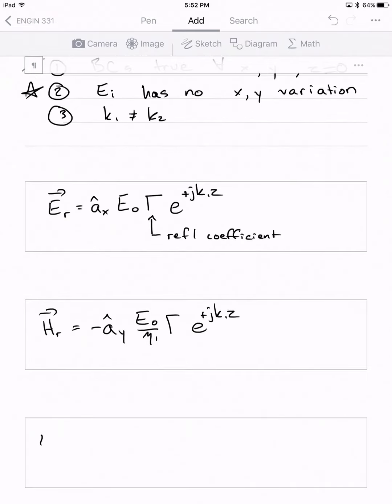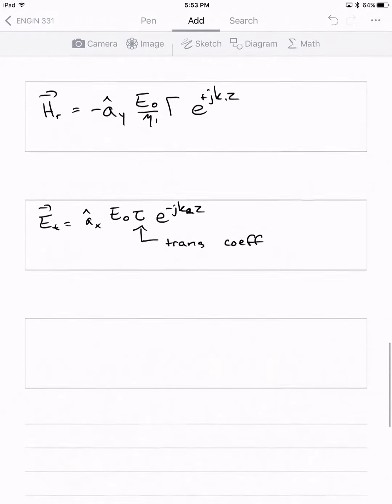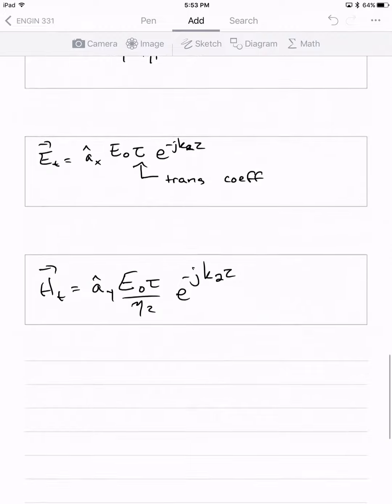Then the transmitted electric field is equal to a hat x, E naught times tau. That's another constant that we're going to call the transmission coefficient. That just gives us the relationship between the amplitude of the incident and the transmitted field. E to the minus j k2 z. That's a little 2, not a z. They look a lot the same. And lastly, H sub t is going to be equal to a hat y. Notice the plus sign on the a hat y now because we're back to going in the plus z direction. E naught tau over eta 2, e to the minus j k2 z. So those are all our field components that we have to relate.